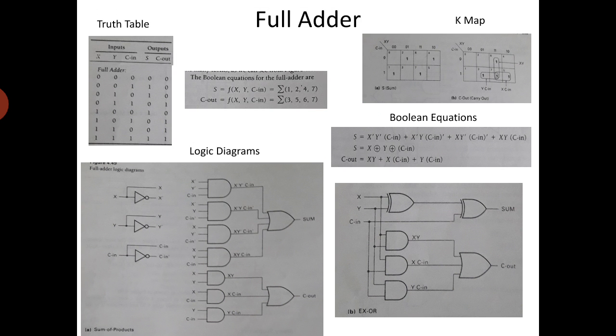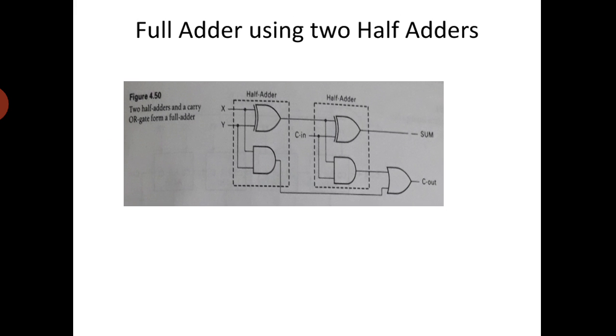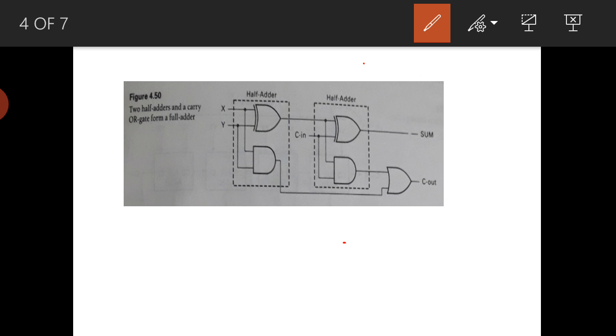There is one more realization of the full adder, using 2 half adders. Here this is 1 half adder, and already we know a half adder means 1 XOR and 1 AND. This is one more half adder, and this is the OR gate here. For the connection, x and y give the sum, same as previously, x XOR y, and that is given here along with c in. This is x XOR y XOR c in.